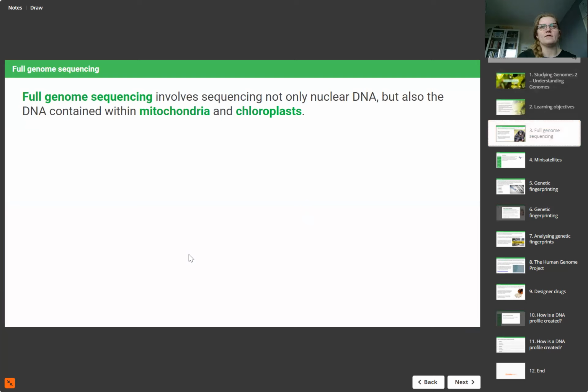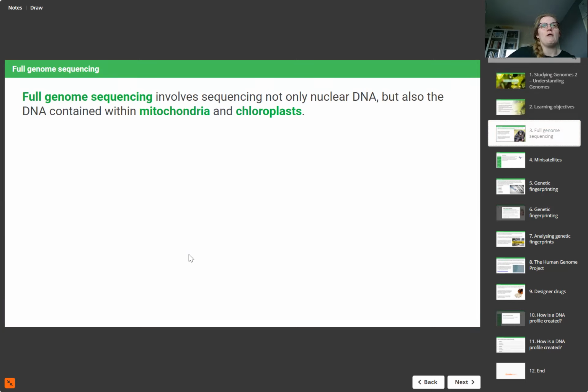To start off with, genome sequencing. You'll have covered some genome sequencing in the Human Genome Project at GCSE. What we need to be really, really clear about now at A level is that full genome sequencing involves not only our nuclear DNA, that's the thing we normally go to originally. We go, okay, DNA sequencing, where's our DNA? It's in our nucleus, our nuclear DNA.